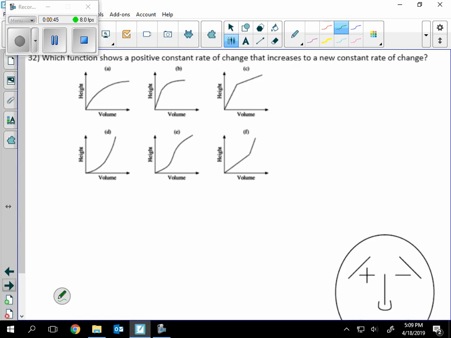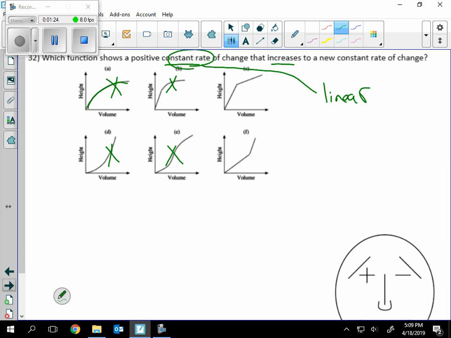Okay, for number 32, which function shows a positive constant rate of change that increases to a new constant rate of change? And I think they mean positive. And well, here's what, increases to a new constant rate of change. So anything that's curved would not be a constant rate of change. So cross off all the curves because curves aren't constant. If they want a constant rate of change, they want linear.